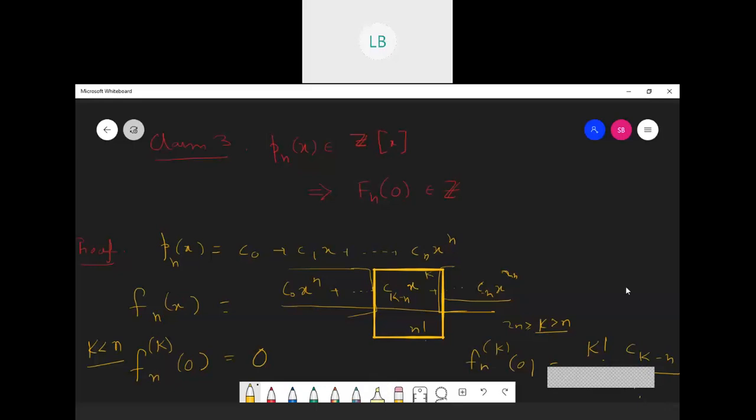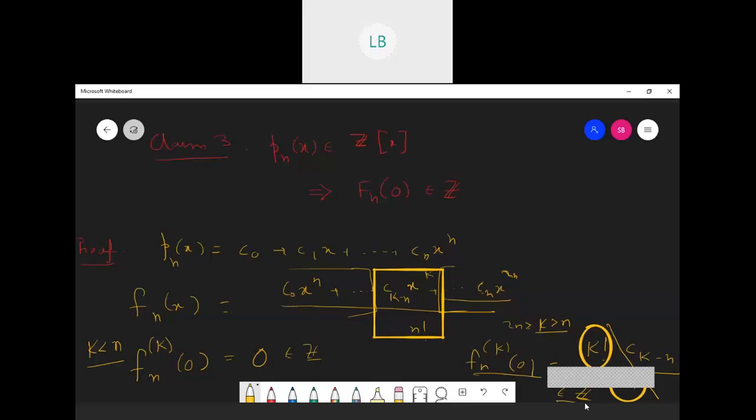So this thing is obviously an integer, right? Because k is greater than n, so k factorial by n factorial is an integer. n factorial divides k factorial, and c of k minus n is an integer because P_n(x) was an integer polynomial. So this thing is an integer, right? And again 0 is obviously an integer. So when we sum this up, all the derivatives of f_n at the point 0 will be integers.